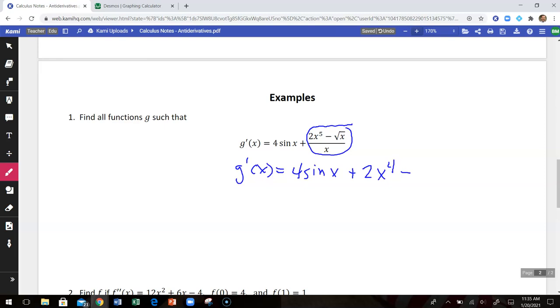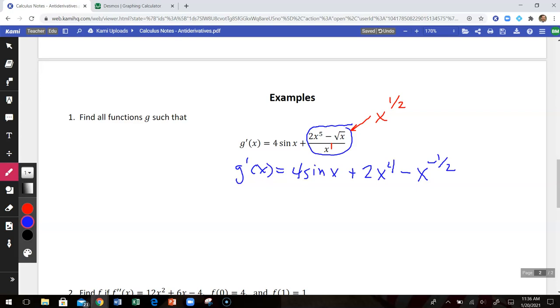And then to rewrite this next term, I want to think about this as x to the 1/2. And so if I'm dividing x to the 1/2 by x to the 1st, what I would do is subtract exponents, and this would be x to the negative 1/2.